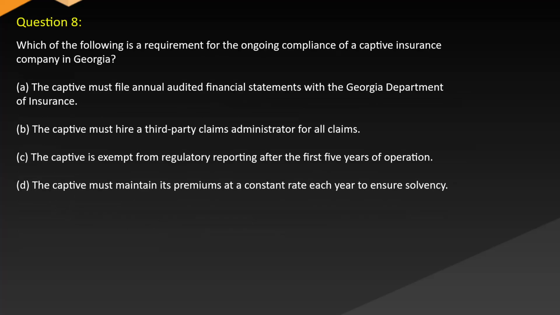Question 8. Which of the following is a requirement for the ongoing compliance of a captive insurance company in Georgia? A. The captive must file annual audited financial statements with the Georgia Department of Insurance. B. The captive must hire a third-party claims administrator for all claims. C. The captive is exempt from regulatory reporting after the first 5 years of operation. D. The captive must maintain its premiums at a constant rate each year to ensure solvency.